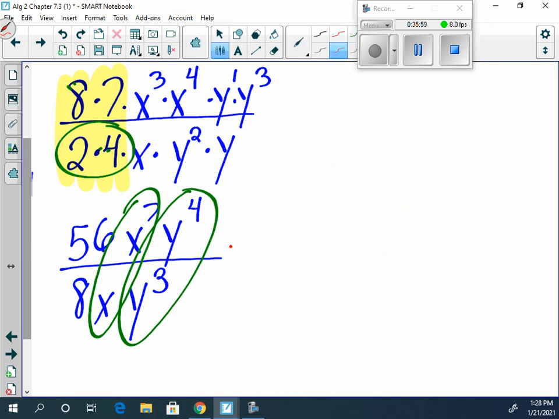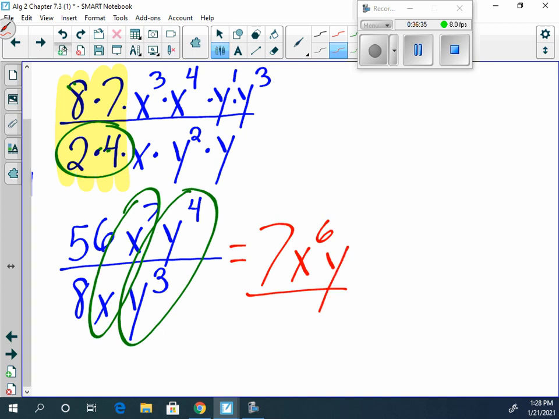Okay, we figured out 56 over 8 is going to be 7. So we have x to the 7 and x on bottom, yes? So we would subtract and do 7 minus 1, which gave us what? 6, yes? Is it bigger on top or bigger on bottom? Which one has the bigger power? On top, yes? So the variable goes on top of the fraction bar. And that's it. I look at y to the 4th and y to the 3rd. Which one's bigger? It's bigger on top. 4 minus 3 is 1, so it goes on top.